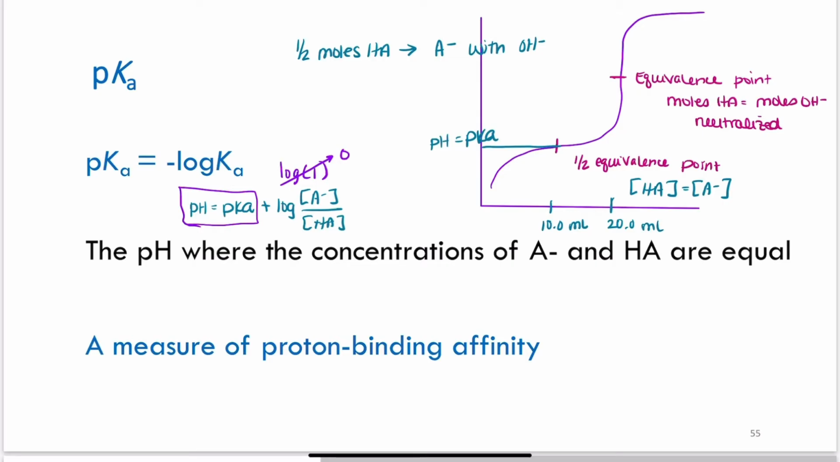But we say it's a measure of a proton's binding affinity. Basically, how likely is it for that acid to give up its proton or that base to accept a proton? Remember, acids want to give up their protons, bases want to accept protons. The difference is strong acids really want to give up their protons. Weak acids will give up their protons depending on if it's the right situation. Weak bases will take a proton if there's a lot of them floating around. Strong bases will take a proton until the last second that they have to give it up. So how tightly is it holding on to that proton?